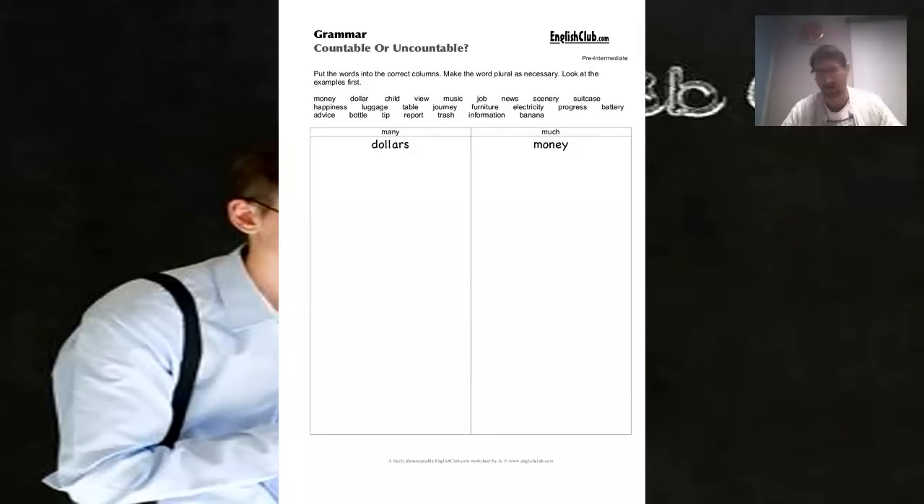Okay, well, let's continue anyway. Right then, the first two here are done for you. Many is always countable. So many of something is countable, and much of something is uncountable. Easy, as we say in English, easy peasy, lemon squeezy.